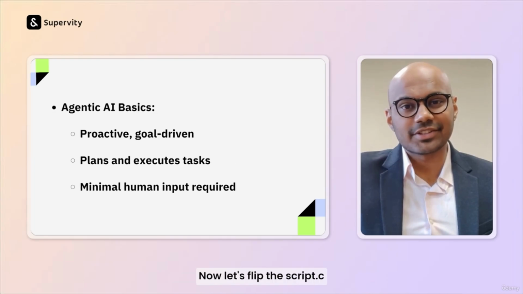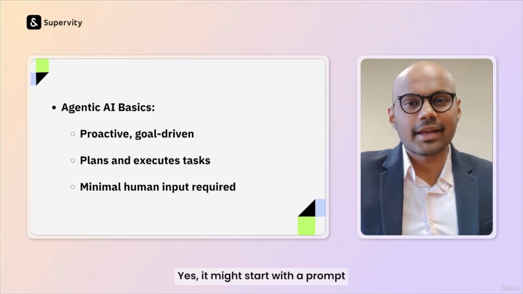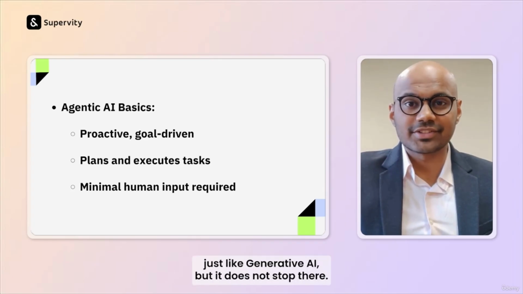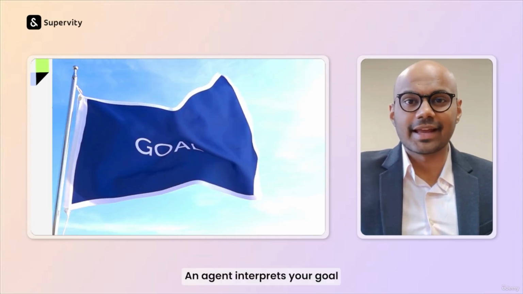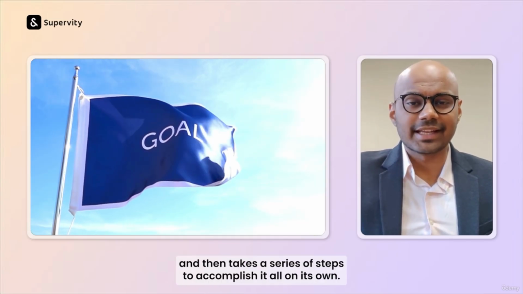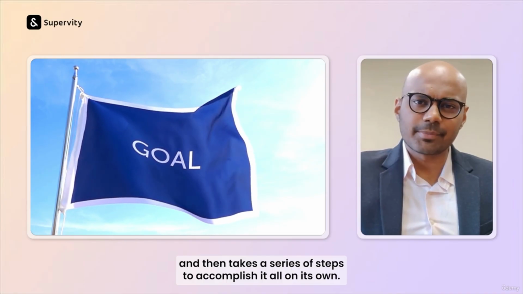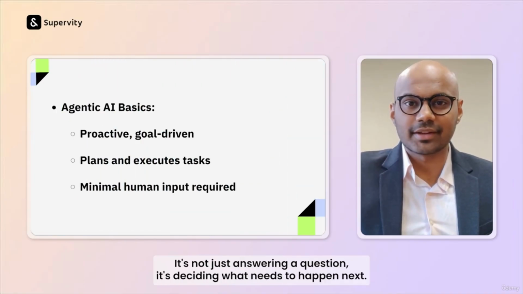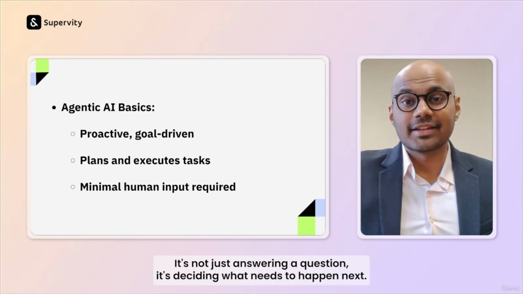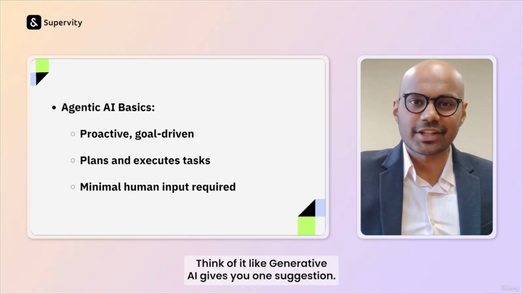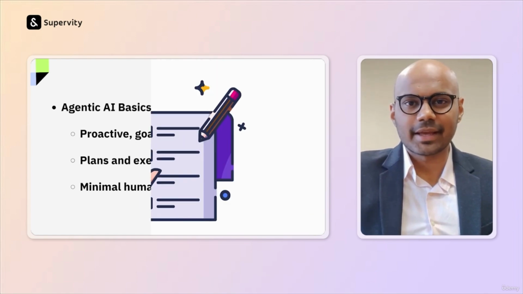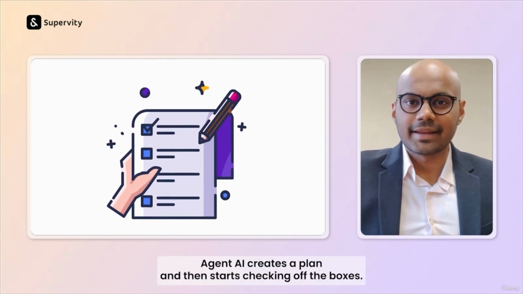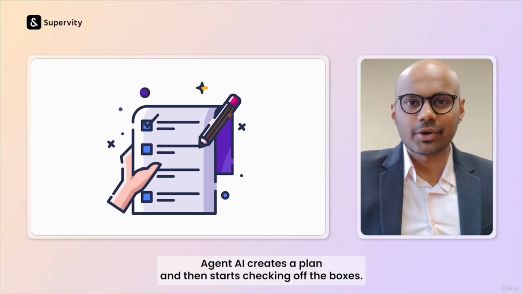Now, let's flip the script. Agentic AI is proactive. Yes, it might start with a prompt just like generative AI, but it does not stop there. An agent interprets your goal and then takes a series of steps to accomplish it, all on its own. It's not just answering a question, it's deciding what needs to happen next. Think of it like this: generative AI gives you one suggestion. Agentic AI creates a plan and then starts checking off the boxes.